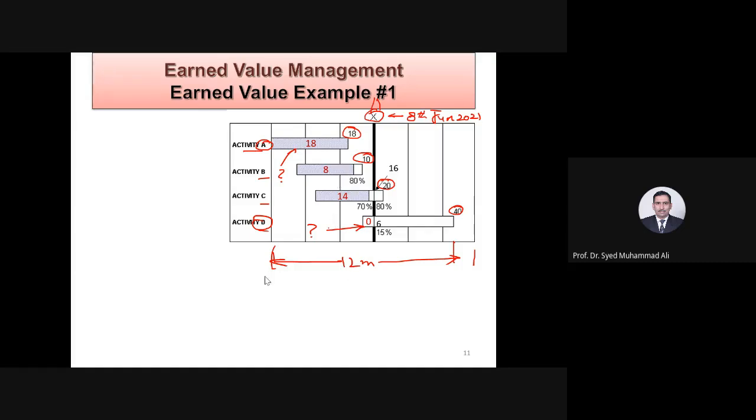Now coming to our question. Okay, now let's see. For on day X, planned value is what?